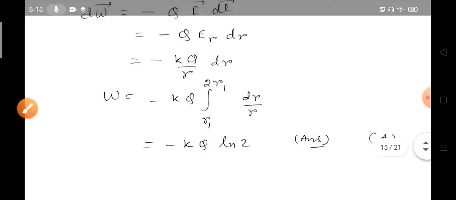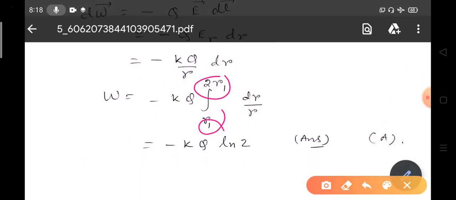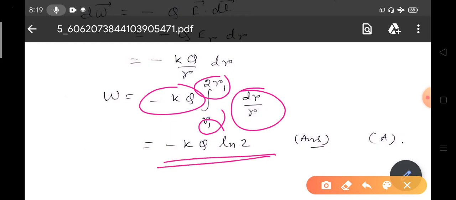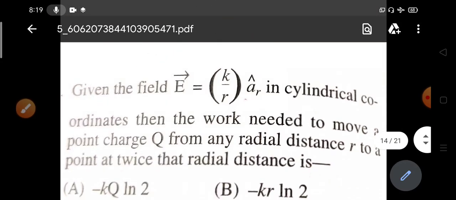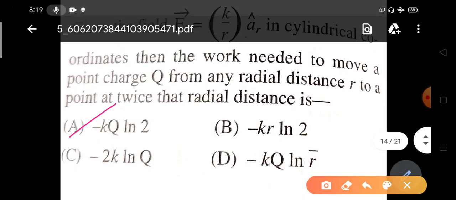Now integrate it from r1 to 2r1. So minus kq will be outside as a constant, and the integration term is the integration over r1 to 2r1 of dr by r. After simplifying we get W equals minus kq ln2. So the work done is minus kq ln2.